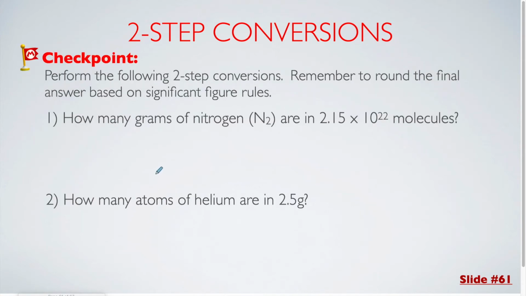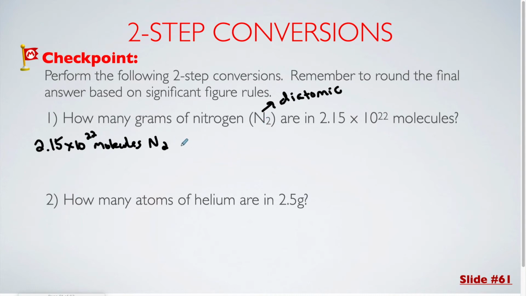All right, so now we're going to have a few checkpoint questions where we're going to go through similar conversions. For our first problem, we have 2.15 times 10 to the 22nd molecules of N2. Now you may be asking yourself, why am I using the word molecules here if nitrogen is an element and not a compound? This is because N2 is another one of those diatomic elements. And because there are two atoms bonded together here, it's considered a molecule.